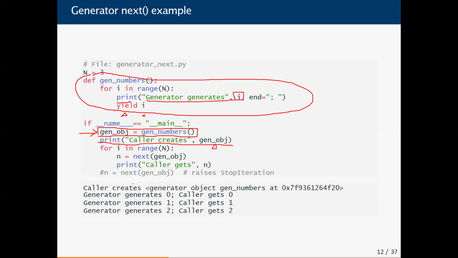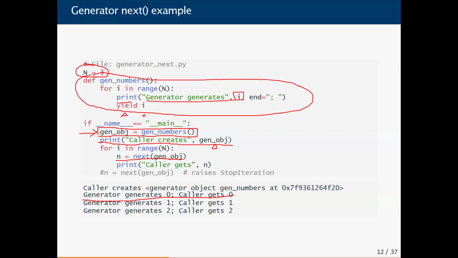And so the first message will be like this: generator generates 0, caller gets 0. Because it's from 0 to n, right? And the n we put here is 3. So for i in range 3, we'll run for 3 times: 0, 1, and 2.